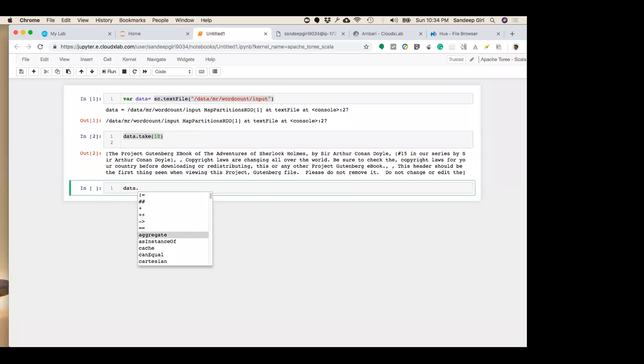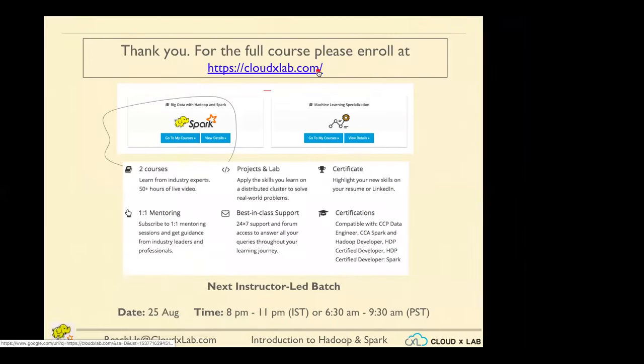You can take a look. There are quite a few computations that are available on this data set. All right, so that's how we can interact with Spark, either from the command line, from the notebook, and so on.